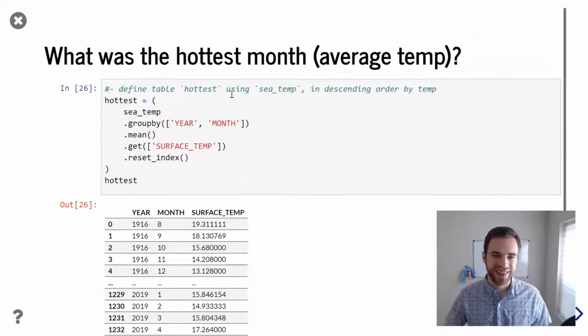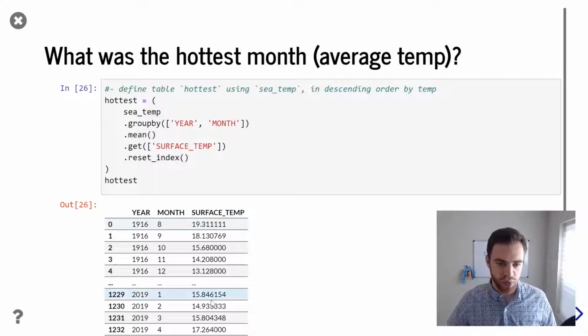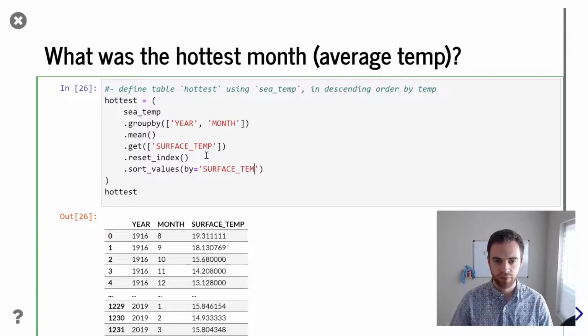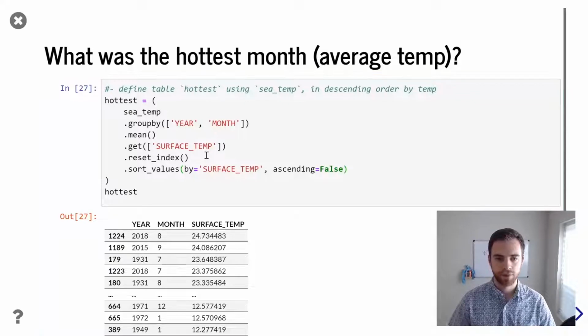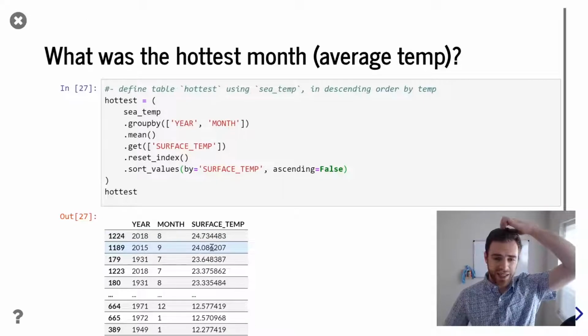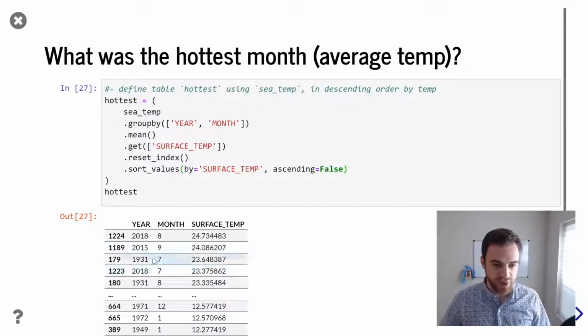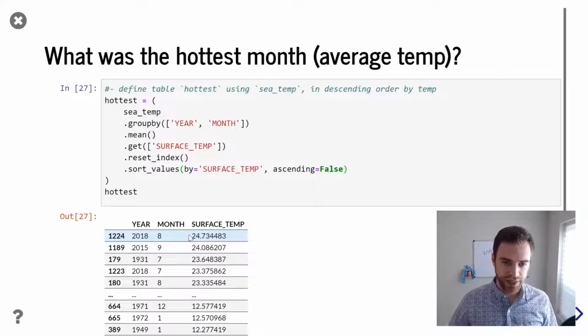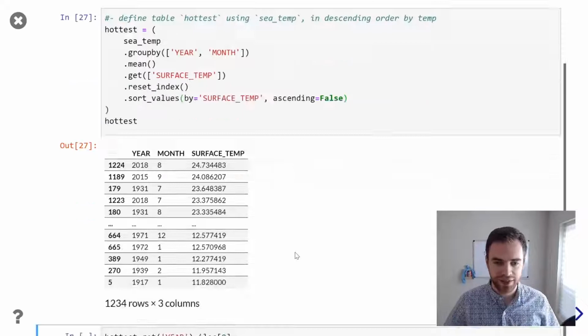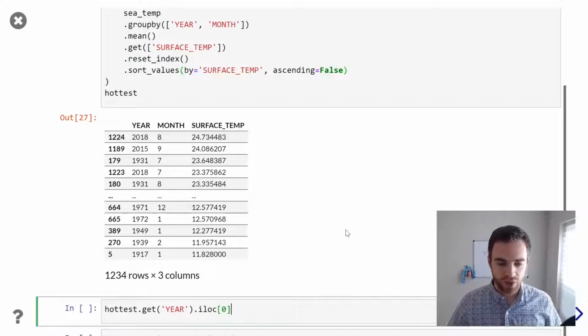And so this is what we have so far. And now in order to find the hottest month, I want to sort this. It says in descending order, so I will sort values by surface temp and ascending equals false. All right, so there we go. So we see that the hottest month in terms of average sea temperature was August of 2018. And the temperature got up into like 80 degrees Fahrenheit that month. It was pretty warm.